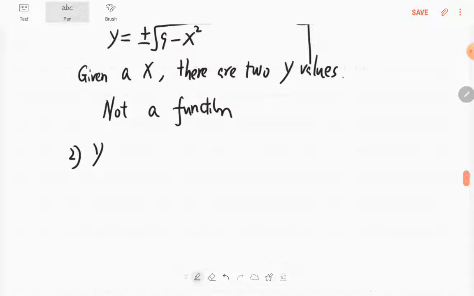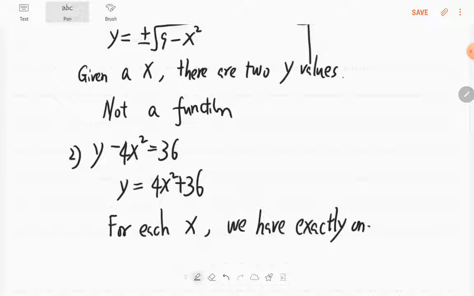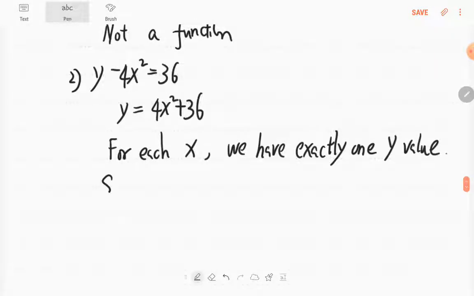Let's look at y minus 4x squared equals 36. Now let's write y equals something. Y equals 4x squared plus 36. We notice that for each input, or for each x, we have exactly one y value. So it is a function.